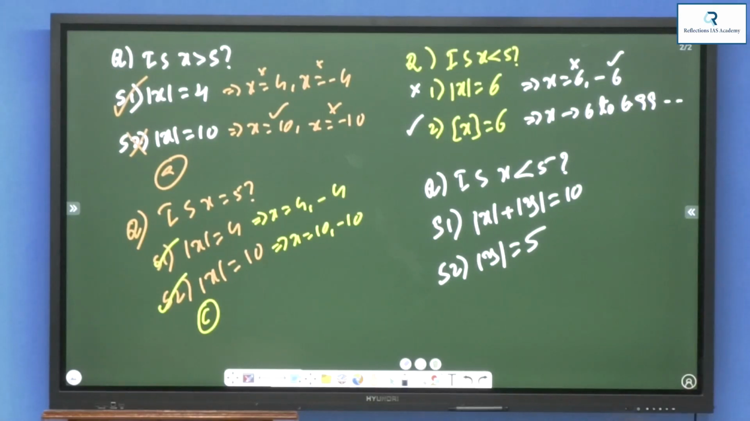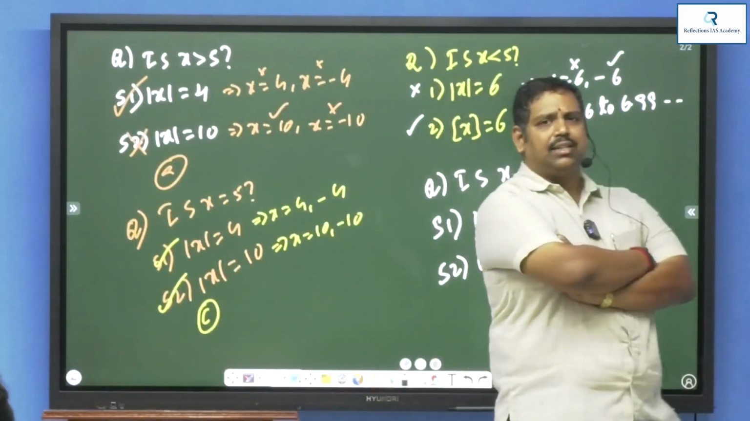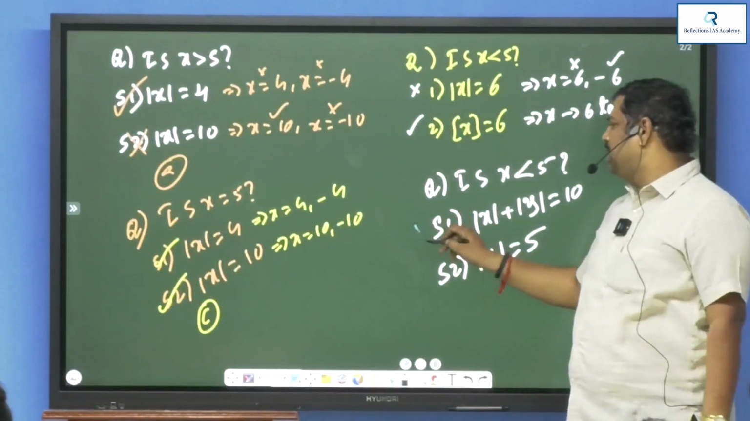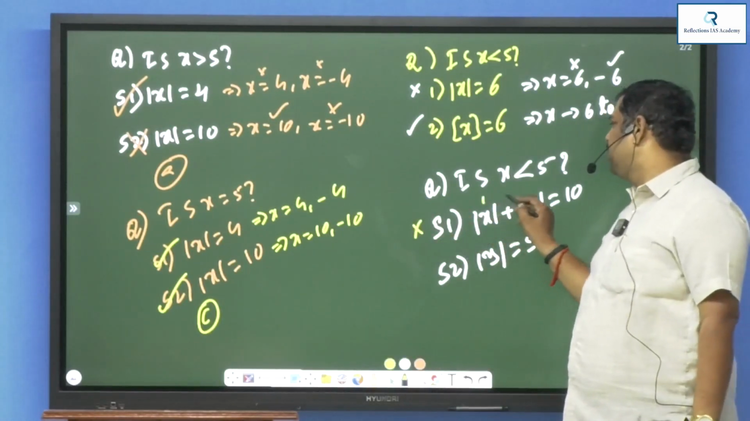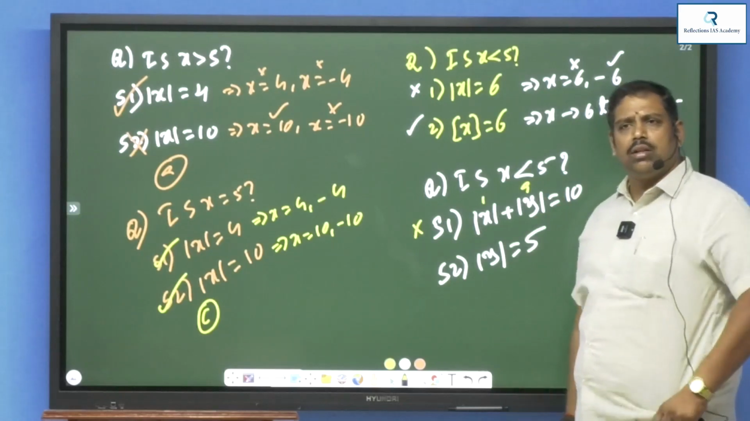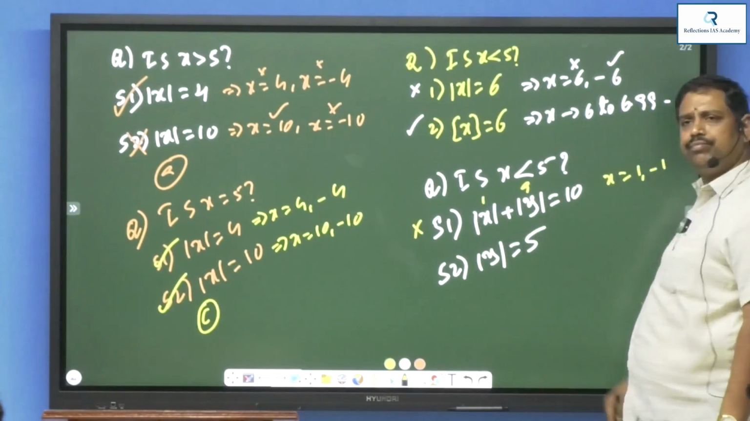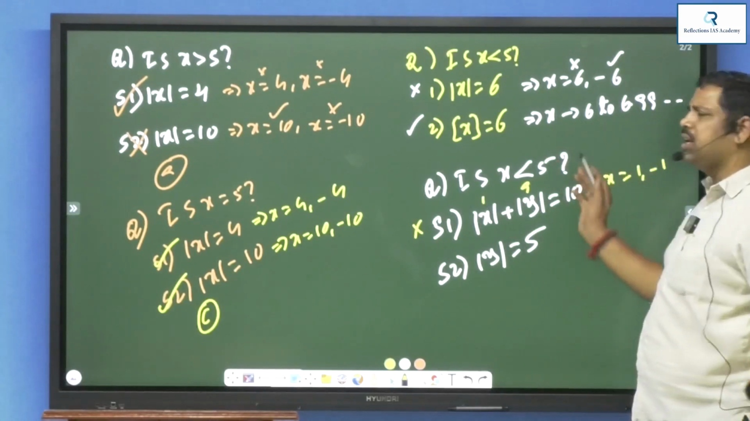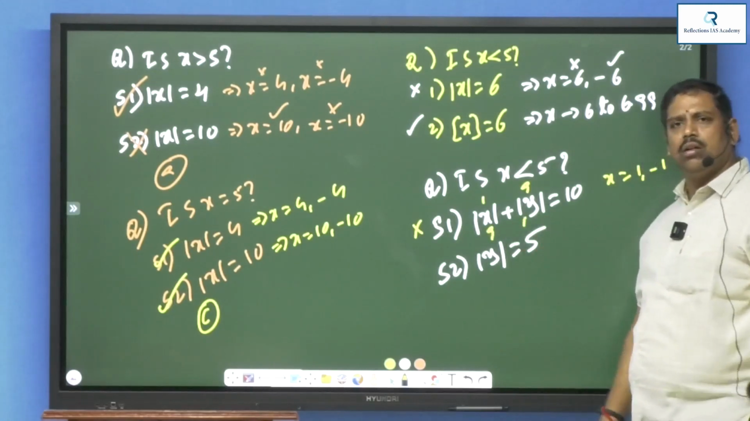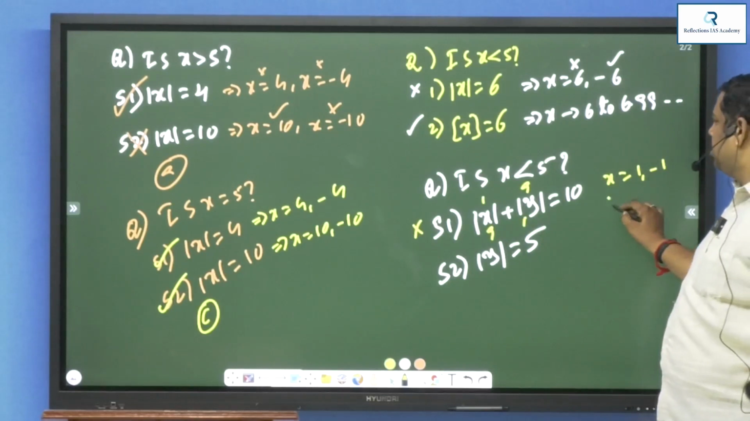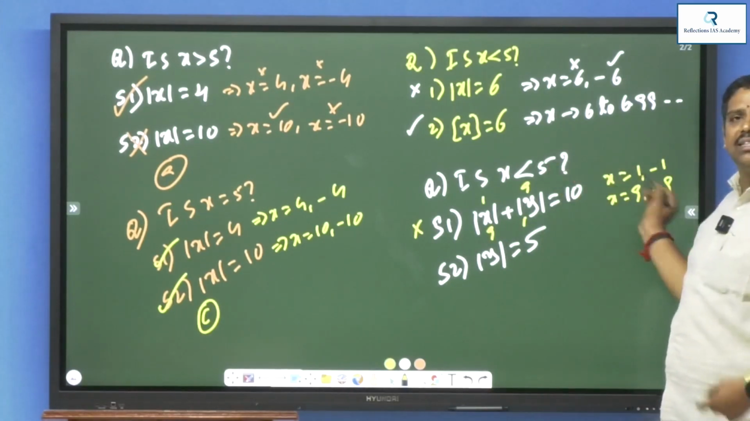Shall we solve? Can I conclude that first one is sufficient or not sufficient? Can I say this is not sufficient? Because, okay, if x is equal to 1, mod y is equal to 9, then what happens here? Mod x is equal to 1 means x is equal to either 1 or minus 1. In this case, 1 and minus 1 both are less than 5, which is correct. But when it is 9 and 1, then x is equal to either 9 or minus 9. When it is minus 9, it is correct. When it is 9, it is not correct.